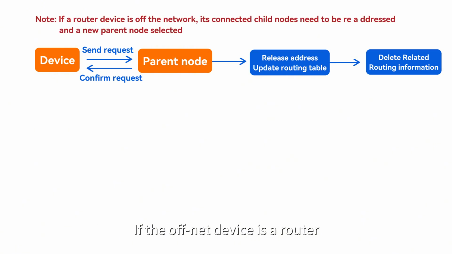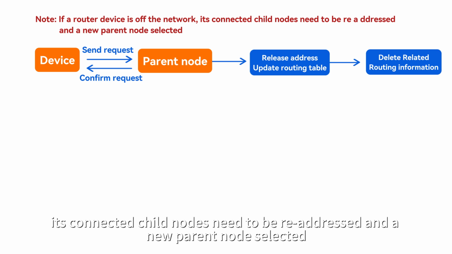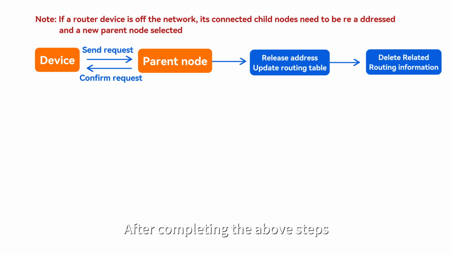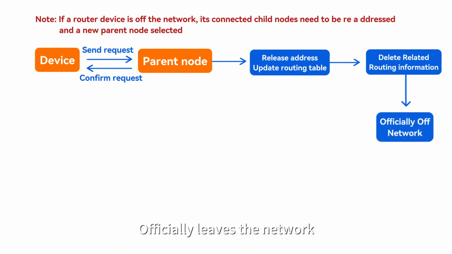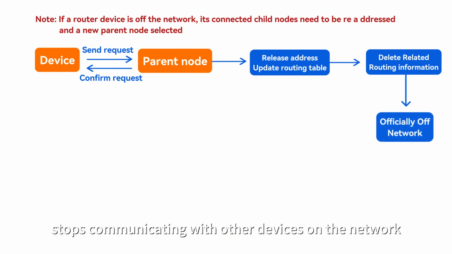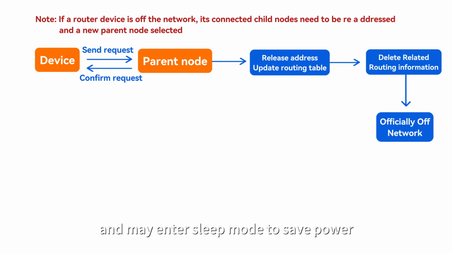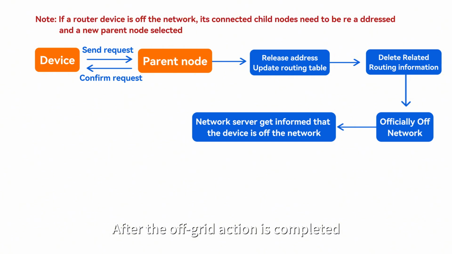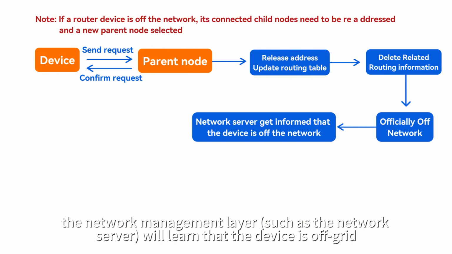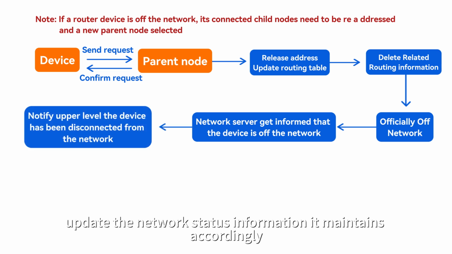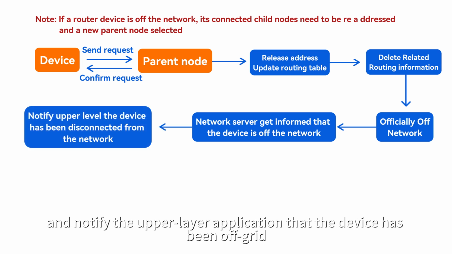If the off-net device is a router, its connected child nodes need to be readdressed and a new parent node selected. After completing the above steps, the device officially leaves the network, stops communicating with other devices on the network, and may enter sleep mode to save power. After the off-grid action is completed, the network management layer, such as the network server, will learn that the device is off-grid, update the network status information it maintains accordingly, and notify the upper layer application that the device has been off-grid.